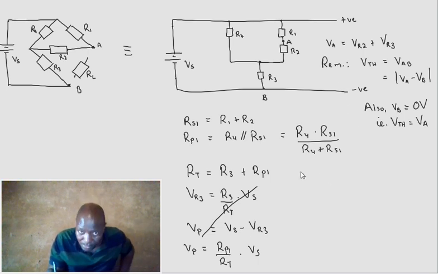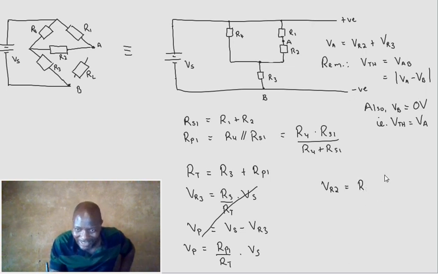So now, how do we get VA? Once we have V parallel, R1 and R2 are sharing V parallel. But we need VR2. So we simply say VR2 is equal to R2 itself.